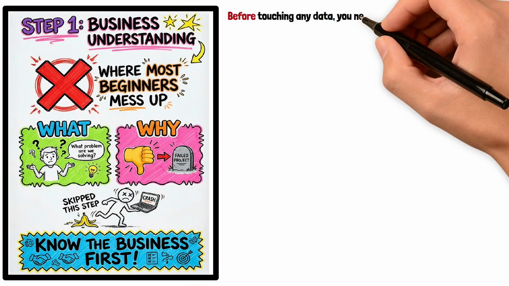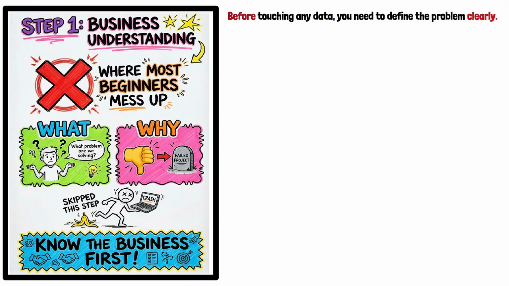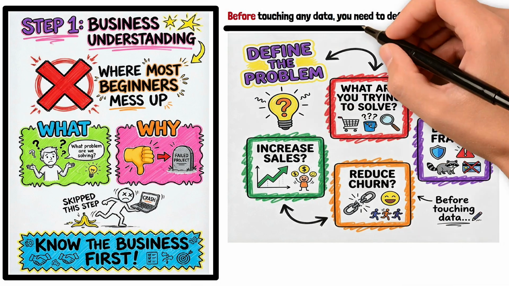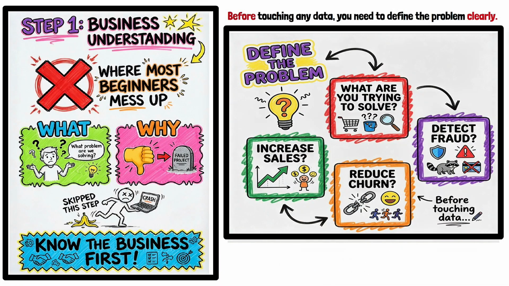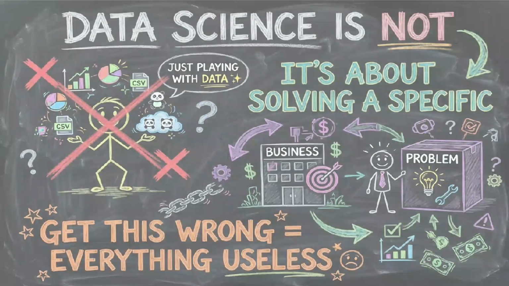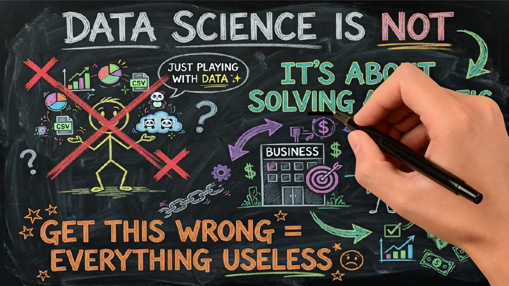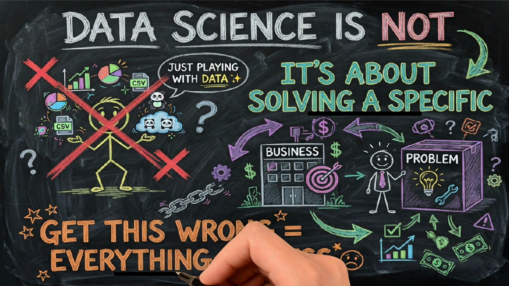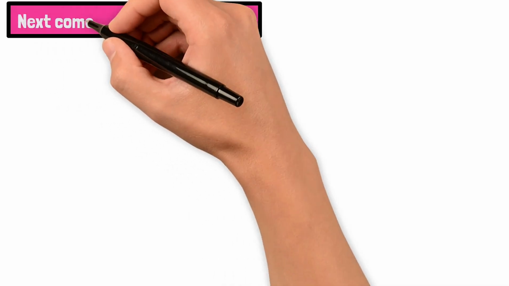Before touching any data, you need to define the problem clearly. What are you trying to solve? Increase sales? Reduce churn? Detect fraud? If the problem is vague, the entire project collapses later. Data science is not about playing with data, it's about solving a specific business problem. Get this wrong, and everything that follows is useless.